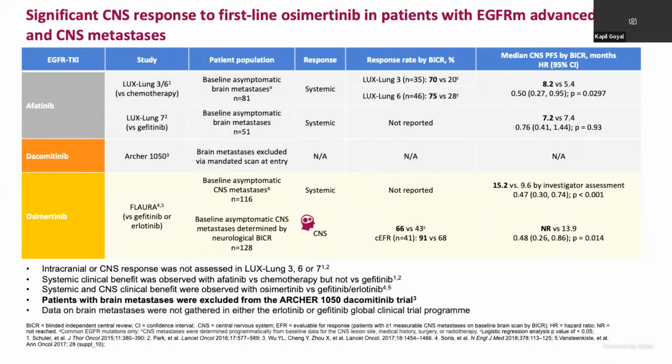Here we have the CNS metastasis data of different TKIs. If we talk about afatinib, we can see that CNS PFS was 8.2 months in the Lux-Lung 3/6 trial, and it was 7.2 months in the Lux-Lung 7 trial. In dacomitinib, the brain metastasis patients were excluded, while in the FLAURA trial, it was 15.2 months, so it was way ahead compared to afatinib in cases of CNS PFS, although again having a word of caution because of the cross-trial comparison, so it cannot be taken as such.